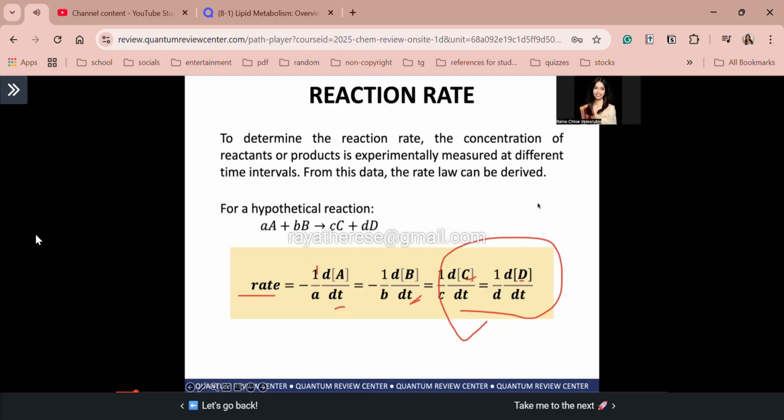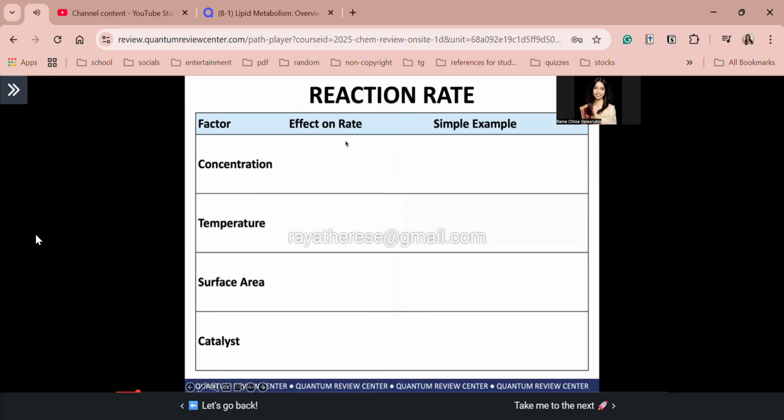Okay, so again, guys, the reaction rate, it tells us how fast the reaction is happening. And we can measure the reaction rate by looking at how fast the reactants disappear, so ito, and how fast the products are formed. Ito, okay? Now, the following are the factors which affect the reaction rate.